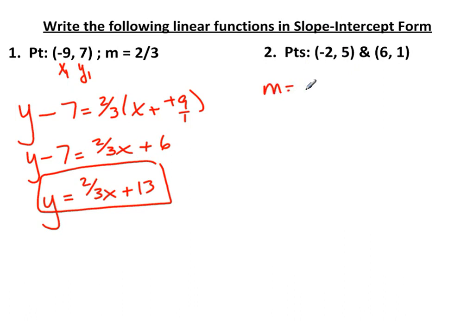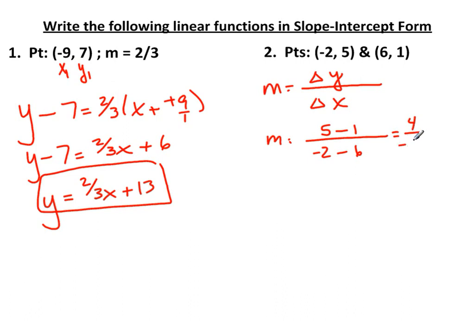Hopefully you remember that slope is rise over run, or the change in y over the change in x. So what we're going to do is take my first y and subtract my second y. I take my first x and subtract my second x. So this is going to give me a positive 4 over a negative 8, which gives me a negative 1/2 for my slope.